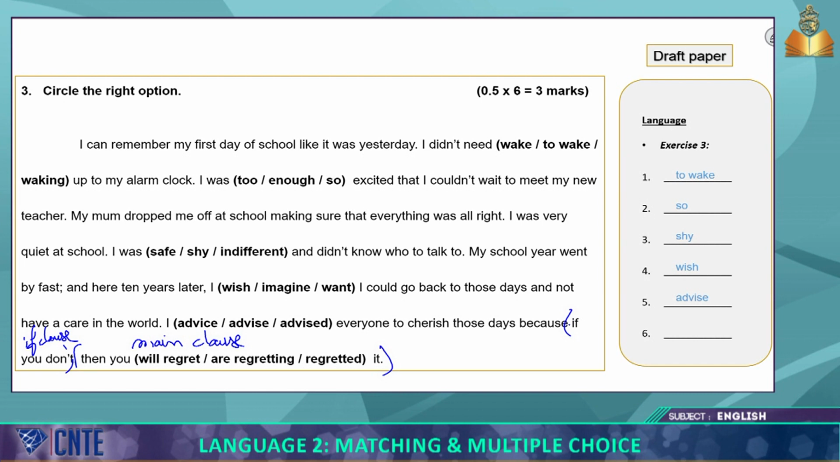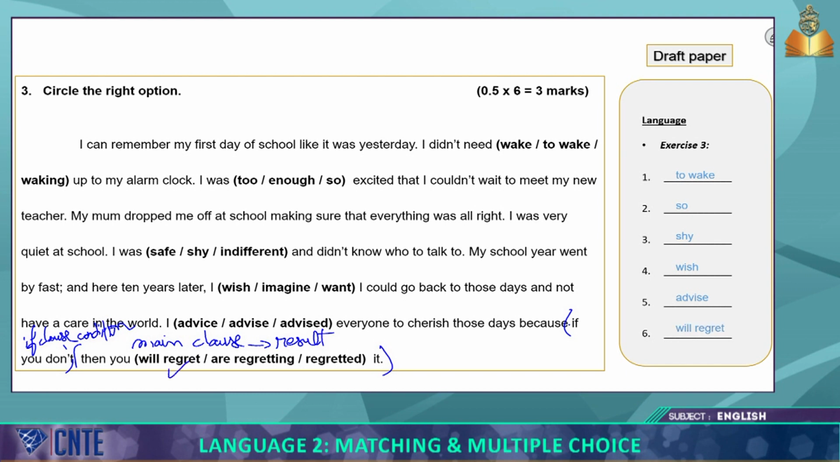The if clause states the condition and the main clause states the result. In other words, the speaker says that if you don't cherish your school days now, the result of this is that you will regret it in the future. Good, you understood that the only possible answer here is will regret.